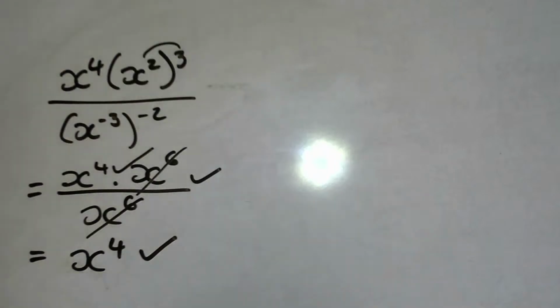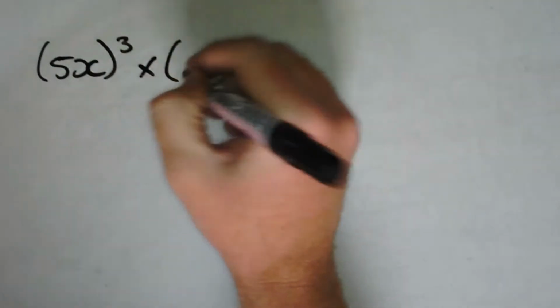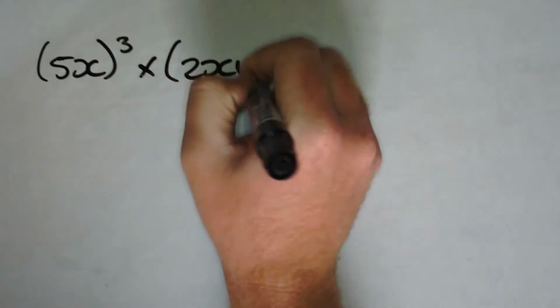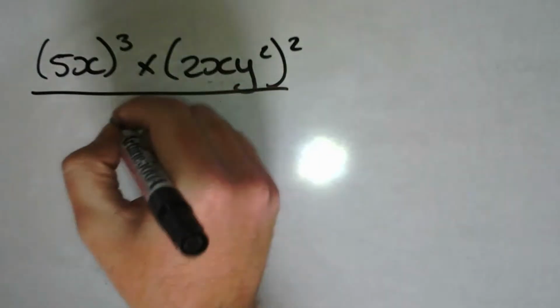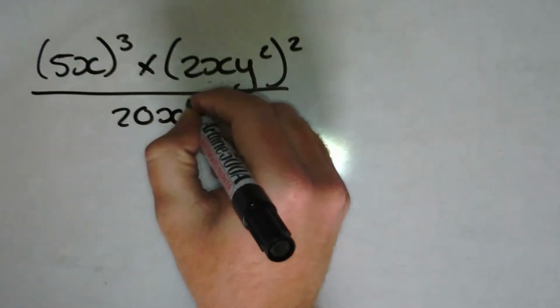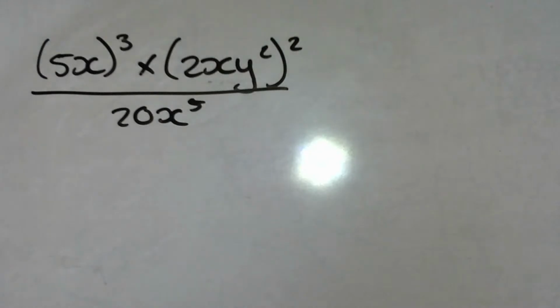Okay, our final question with regards to simplification of fractions in this paper. So I've got the following. I've got 5x open bracket cubed times open bracket 2xy squared and then squared there over 20x to the power of 5. Now, we need to get rid of the brackets, obviously, first of all. And then once we are rid of the brackets, we then need to go and simplify as far as possible.